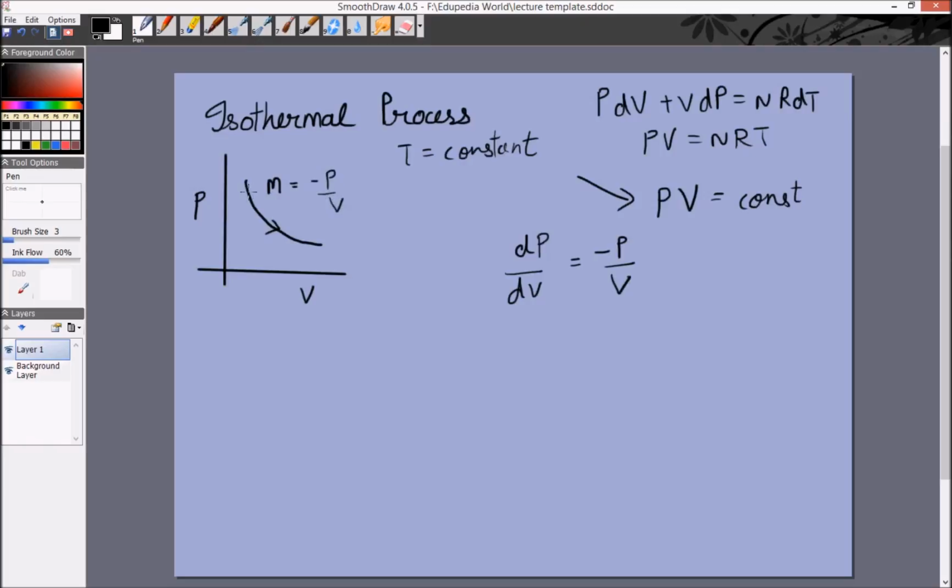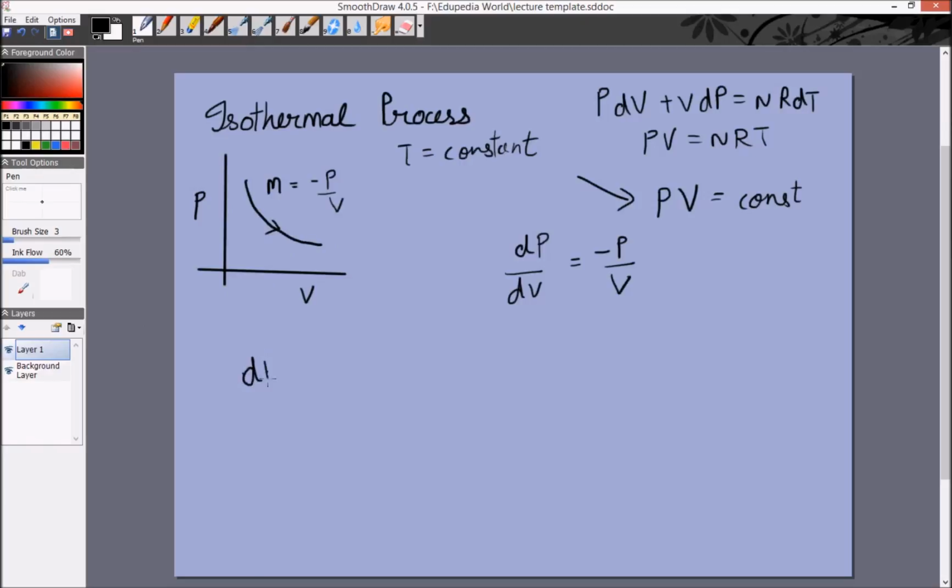So at this point we have a small value of V and a high value of P, so it's a high negative value, and it keeps changing. At any point the slope will be given by minus P by V. Let's try to calculate the other important quantities, dQ, dU and dW.